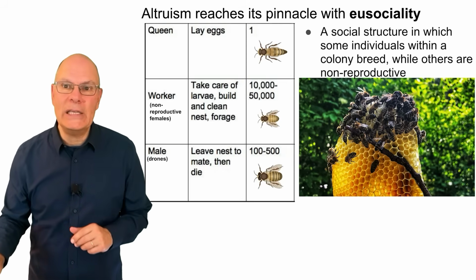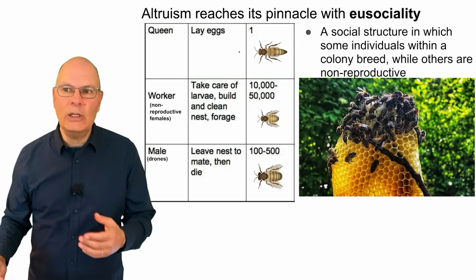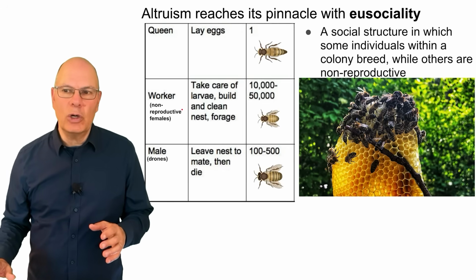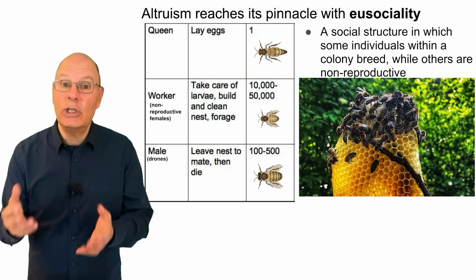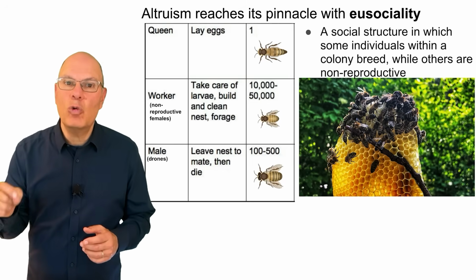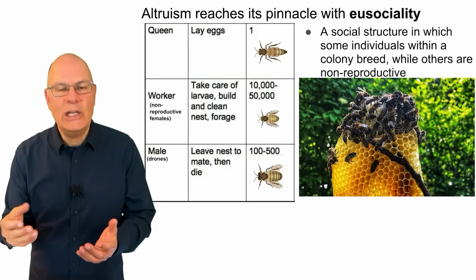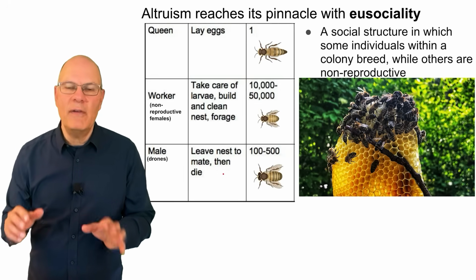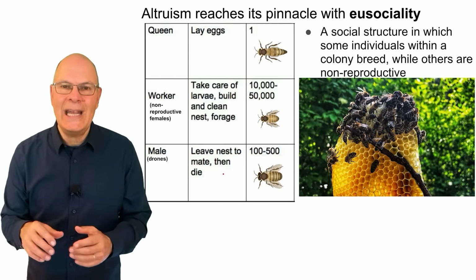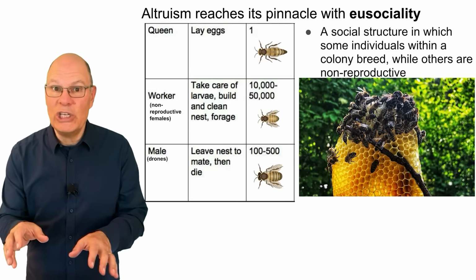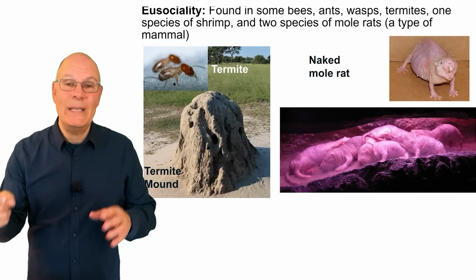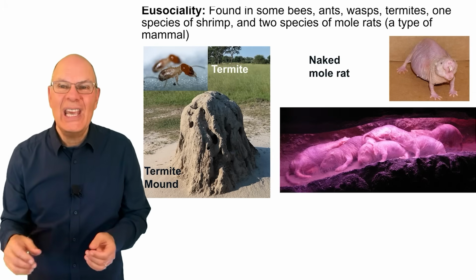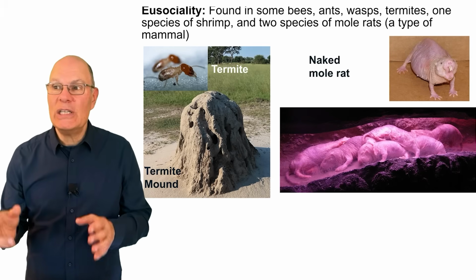Who is eusocial? Bees. In bees, there's a single queen who lays the eggs. She's reproductive. There are thousands of workers that take care of the larvae, they build and clean the nest, they forage, but they don't reproduce themselves. In other words, what they do is they work so that the queen can successfully reproduce. And there are a couple of dozen males, and the males leave the nest to mate, and then they die. That's eusociality. Eusociality is not just found in the bees, as we just discussed, it's also found in ants and wasps, in termites, in one species of shrimp, and 2 species of mole rats.